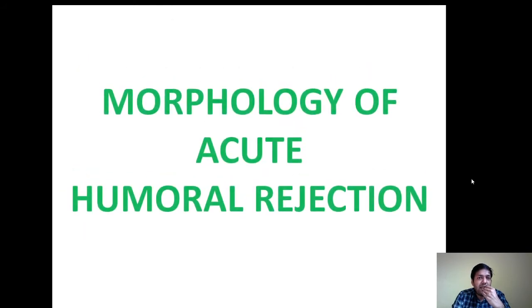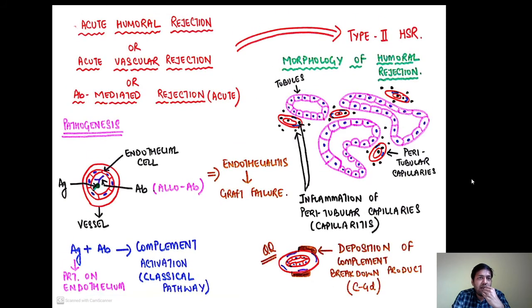Okay, ultimately what is the morphology of acute humoral rejection? Let us see. Here we first have to understand that this is a type 2 hypersensitivity reaction. Now, the morphology of the humoral rejection.